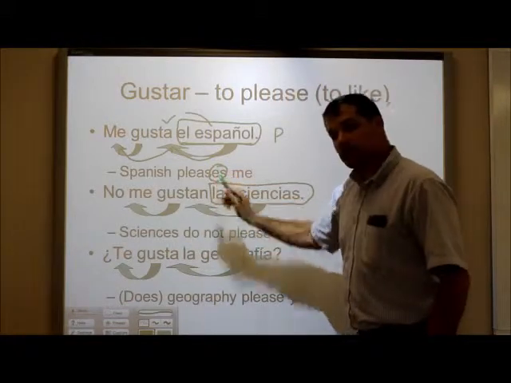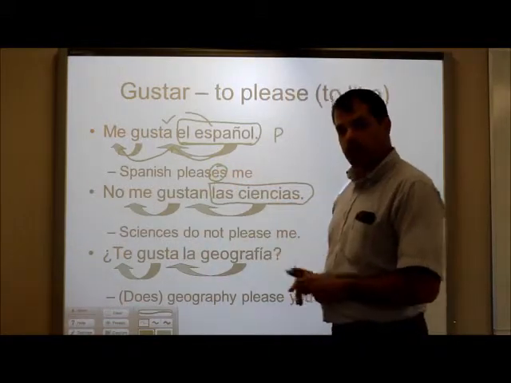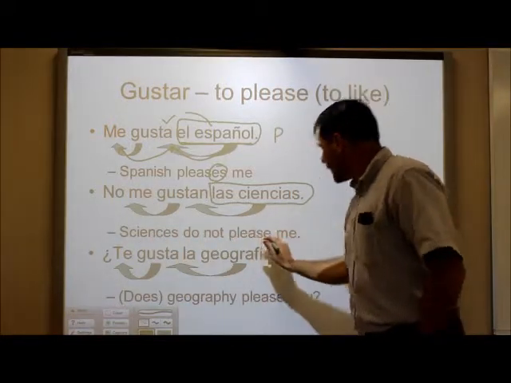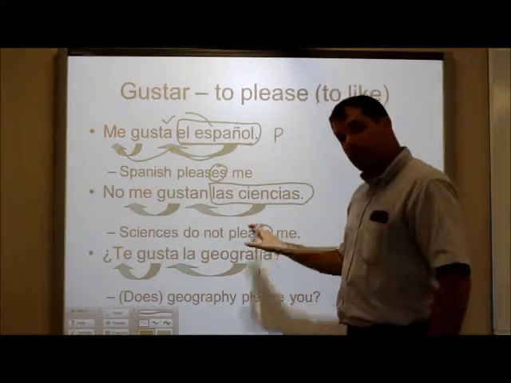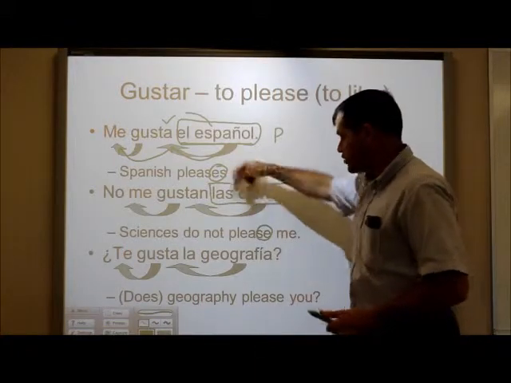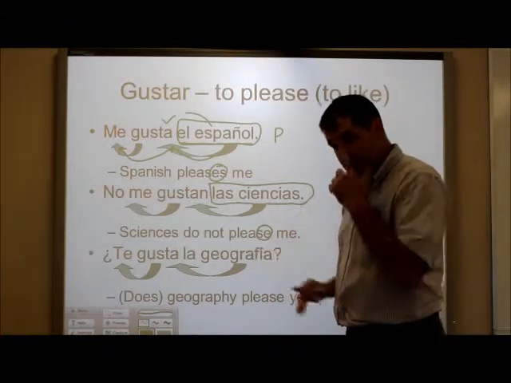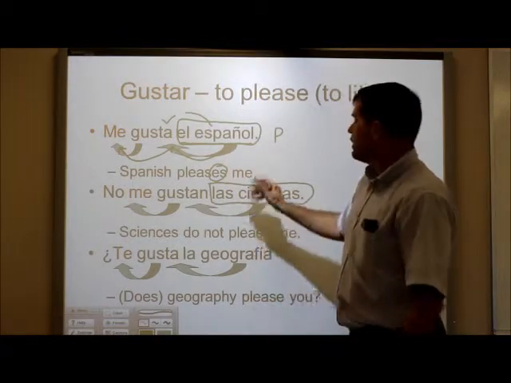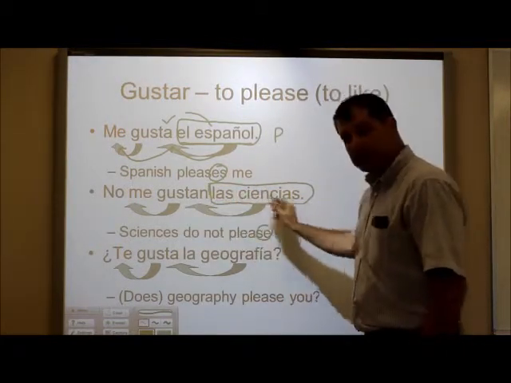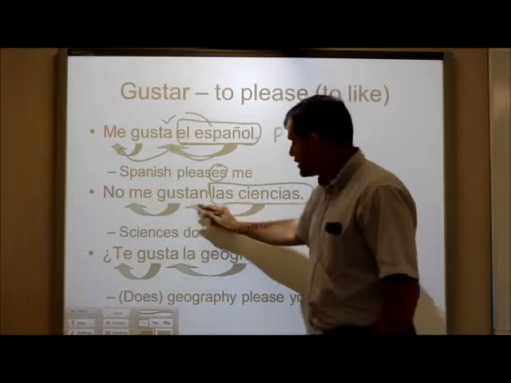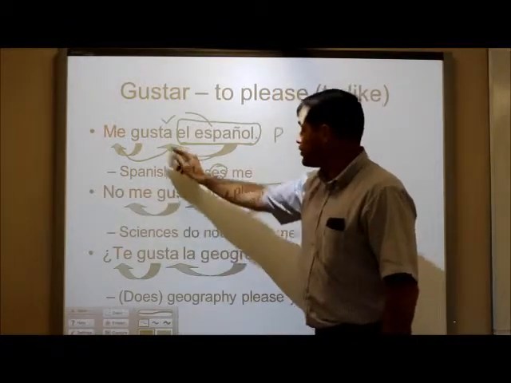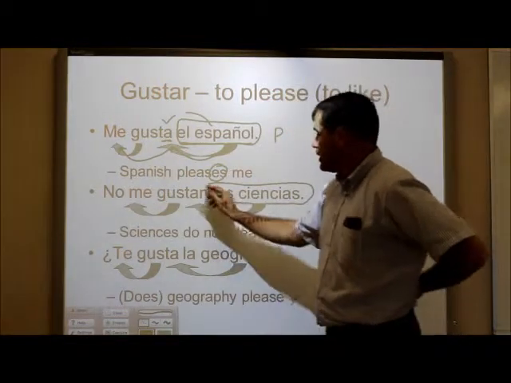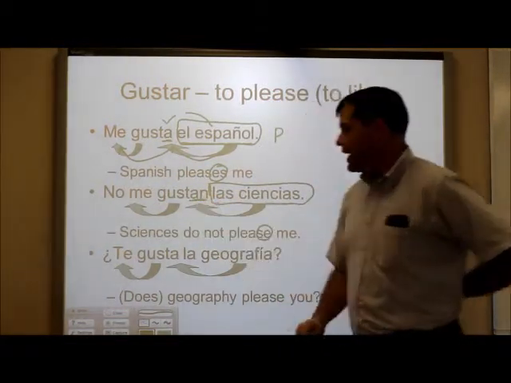Spanish pleases me. That's the form of my verb because that's a singular form of the verb. But when I say sciences do not please me, notice that's my plural form of the verb. So in English we change our verb as well. We do the exact same thing. In Spanish, igual, the same. Since sciences is plural, I'm saying the sciences please me, I have to change my verb as well. Here my verb just ends in an A. Here my verb ends in an N.